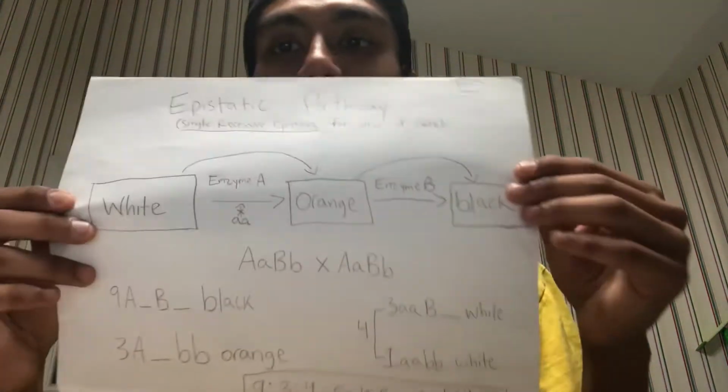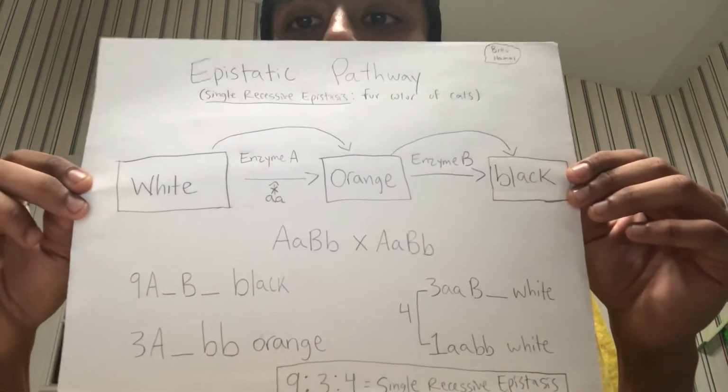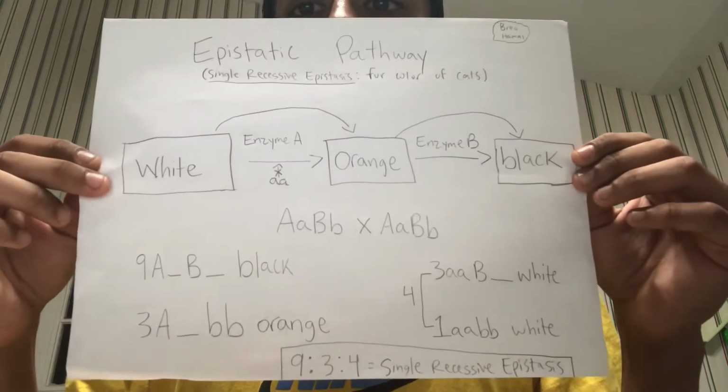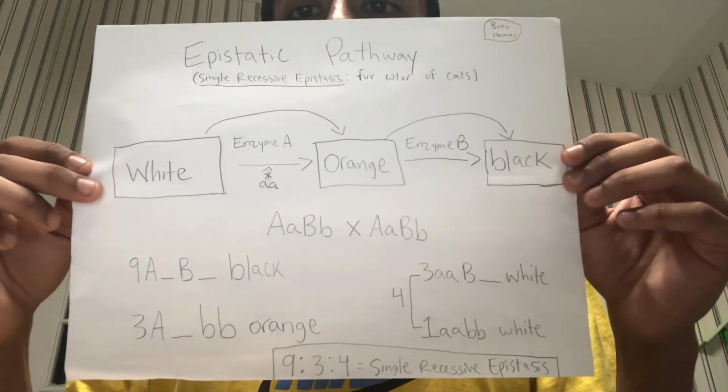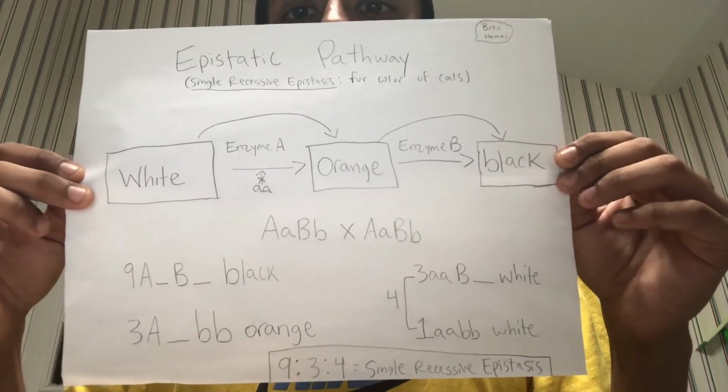Once I created my specific pathway, these are the results I got. We see here that they start at white, and enzyme A converts the fur color to orange, while enzyme B converts the fur color to black.